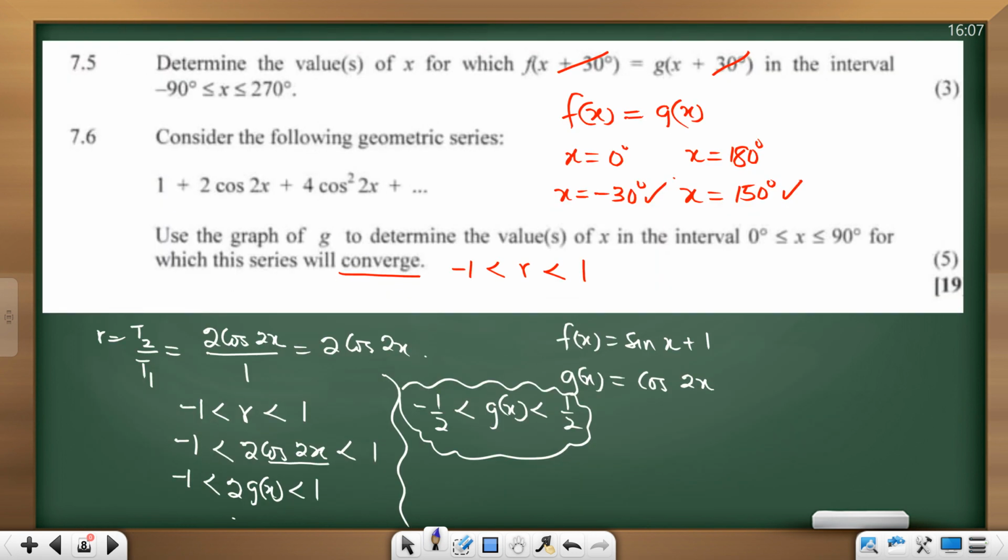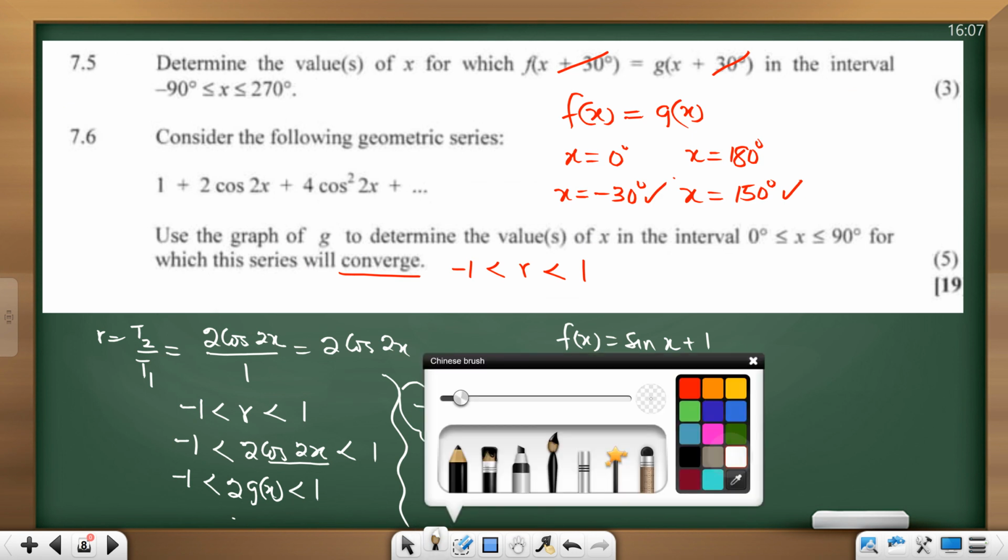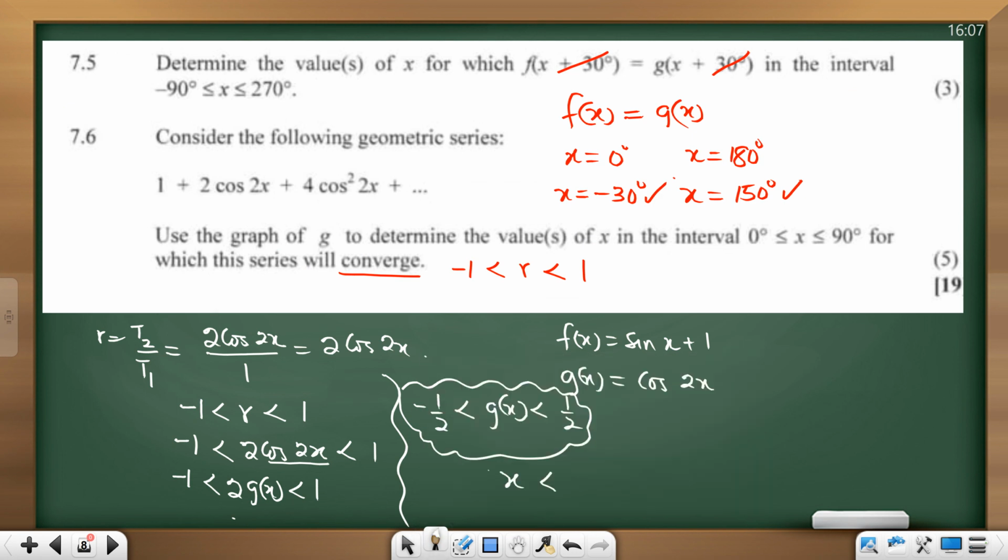I know it looks hectic, but it's just beautiful. What's my final answer? x must be between what? Negative 30 and what? 30. Sorry, between 30 and what? 60. Positive 30 and 60. So if my x is in between that, it will converge.